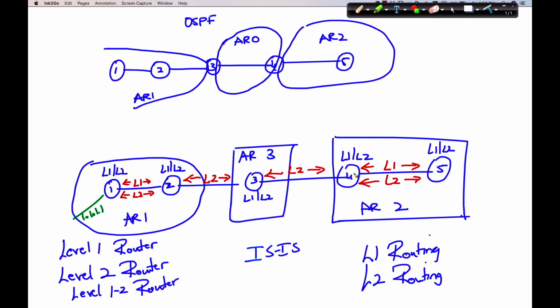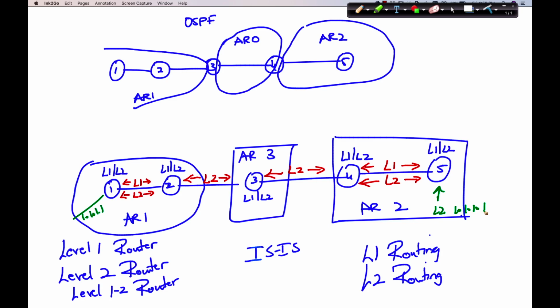Now, when R4 advertises that route to R5, would he send him an L1 update? No. Even though they are L1 neighbors, he is going to send him an L2 update. The reason is that the routes do not belong to area 2; the routes belong to area 1. So R4 is going to give R5 an inter-area route, which is a level 2 route update. This is what you would see: if I do a show IP route ISIS on R5, you would see an L2 route for 1.1.1.1. You would not see it as L1. Now this is by default.